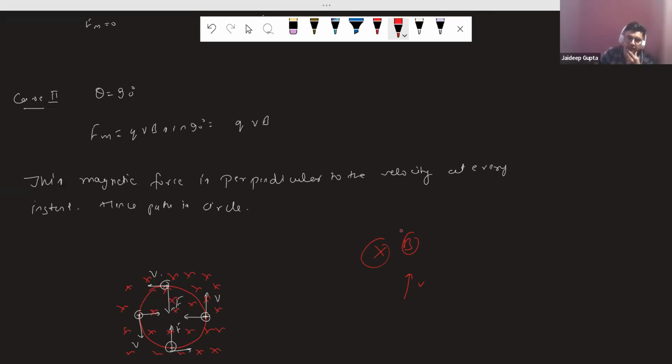Fine. After some time, the particle reaches here. And now if we try to find out the direction, the force will be in this direction. And if the particle reaches here, the force will be in this direction. We can easily find out the direction by using Fleming's left hand rule. So the path comes out to be circular. So when theta is 90 degrees, means when the velocity is perpendicular to the magnetic field, then the path of the particle will be circular.